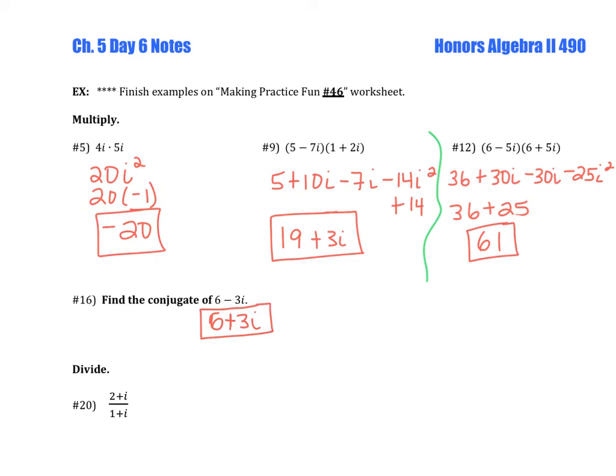So I want to go back to number 12 for just a moment and point out something. Here we had a complex number, and here we had its conjugate. So 6 minus 5i, the conjugate is 6 plus 5i. And notice what happened when we multiplied those together. We had a complex number be multiplied by its complex conjugate. And what happened was we ended up with a real number value. All right, that's going to play into what we're going to do with number 20 when we divide.